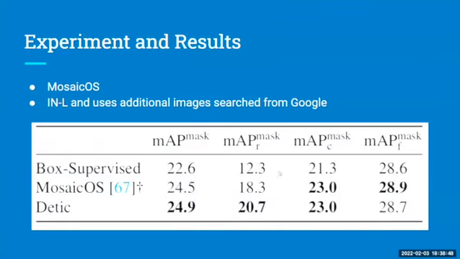And this is an amazing result because detic greatly improves the results, all while being easier to train. As you can imagine, MosaicOS, which uses additional data from Google, would definitely be a lot harder and more time consuming to train.